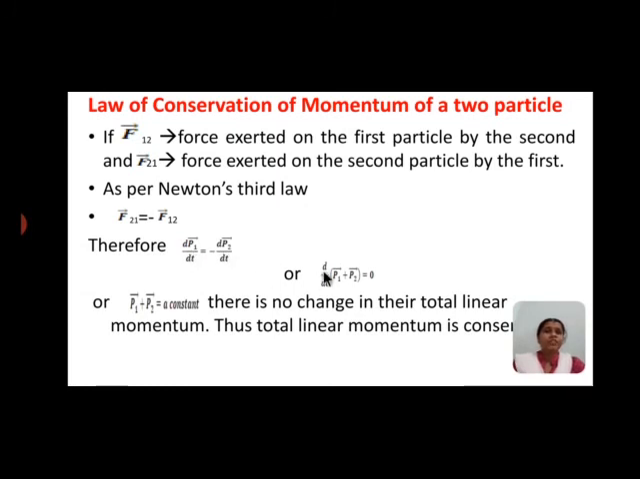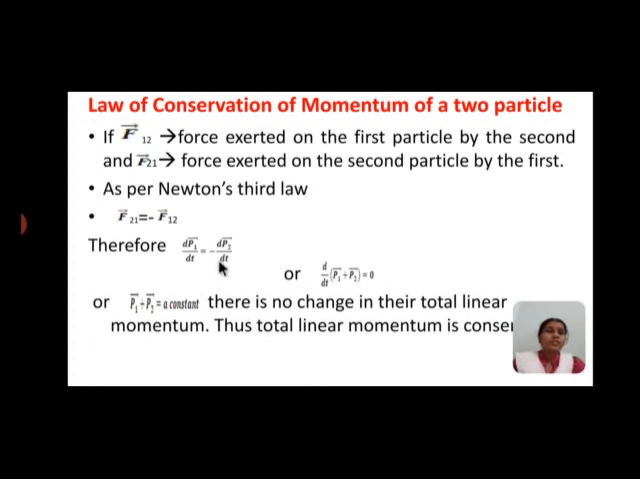Or else we can write d by dt of (P1 plus P2) is equal to 0. Here P1 is M1 into V1 and P2 is M2 into V2, so M1 V1 plus M2 V2 is equal to a constant, or P1 plus P2 is equal to constant. This P1 plus P2 represents the total linear momentum of the system of two particles. So this shows that because of the mutual interaction of the two particles, there is no change in their total linear momentum. The total linear momentum remains conserved.